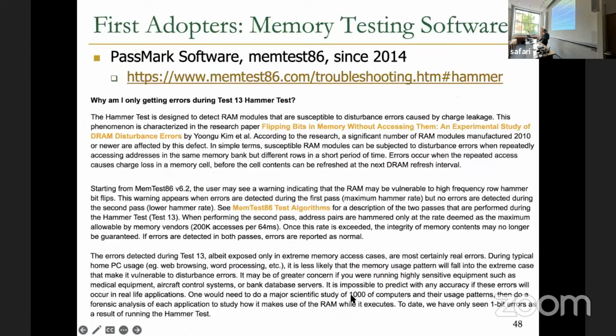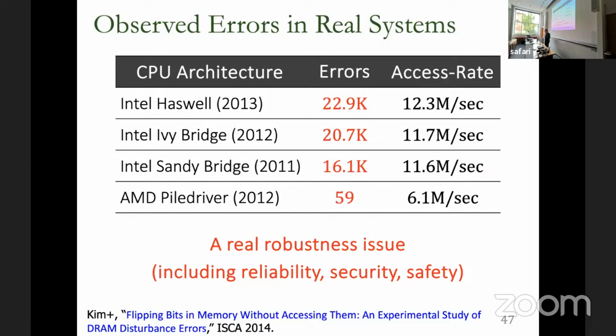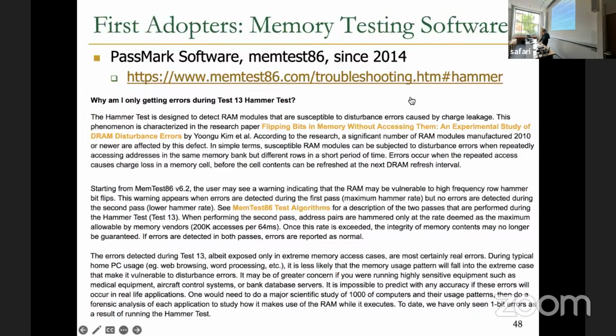We argued in the paper, basically, that people should not have bit flips like this. And the first takers were memory testing people. These memory testing people read our paper, and they basically immediately implemented a RowHammer test. People were not testing for this issue in memory testing.